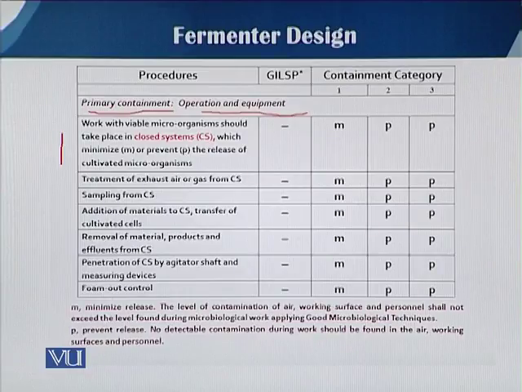You can see that work with viable microorganisms should take place in a closed system, and then the treatment of the exhaust air, and sampling in a closed system. These are the different procedures which we have to take into account while running our fermentation process. By this you can see that M means minimum release and P means prevent release, meaning we have to prevent any kind of release. But in the M case, if there is a minimum release, we can easily handle that situation.